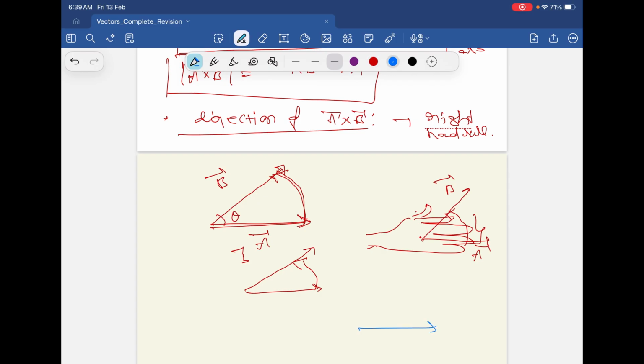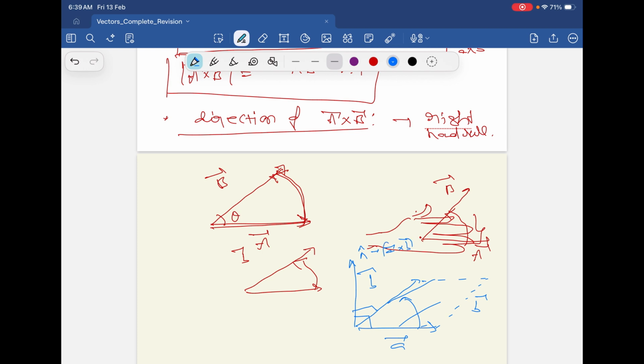This is A bar, this is B bar. So this is also A bar, this is also B bar. A cross B. This is a plane, for example, a horizontal plane. So A to B, you are rotating your fingers. A to B, A cross B. A cross B is upward, perpendicular to this one. Okay, both of them plane also. This is the direction of n cap, whose direction is given by A cross B direction.